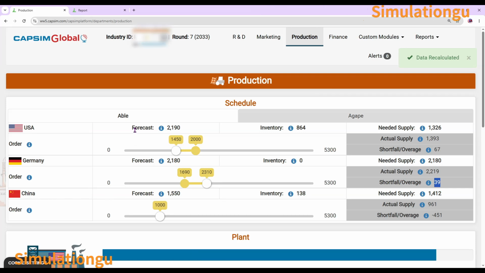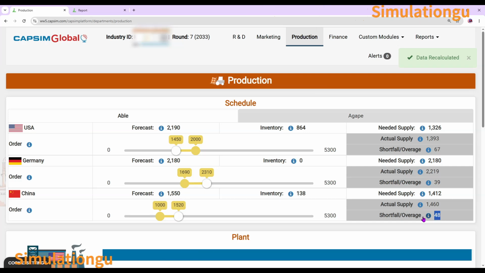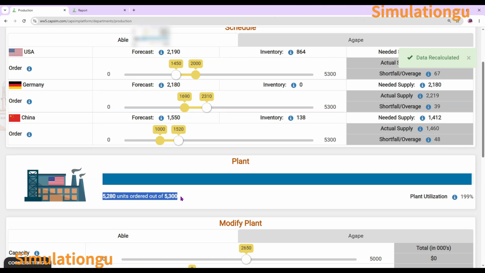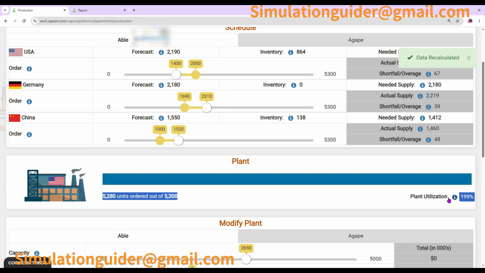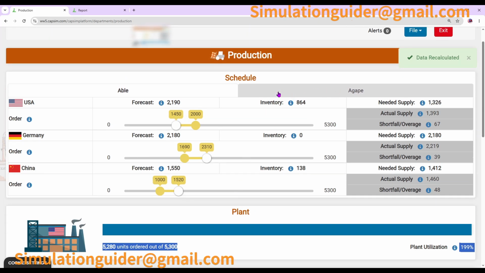In the China market, we're going to produce around, considering our forecast is 1550 and we have an inventory of 138, so we're going to produce around 1520. And if you produce 1520, you can see I'll have an average of 48, and also you can see our plant utilization is up to the maximum, so it's 199%. So that's so good, because we are maximizing our production for the product.